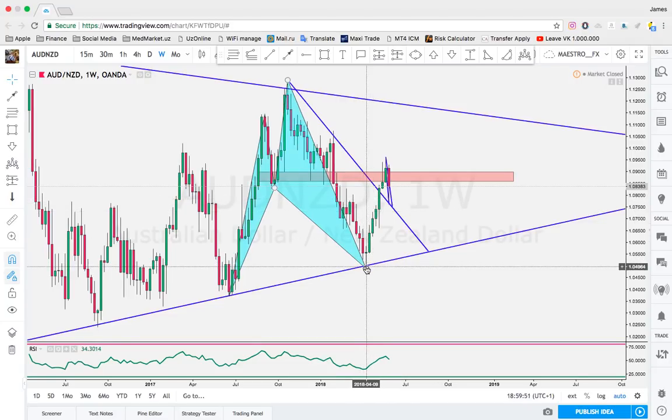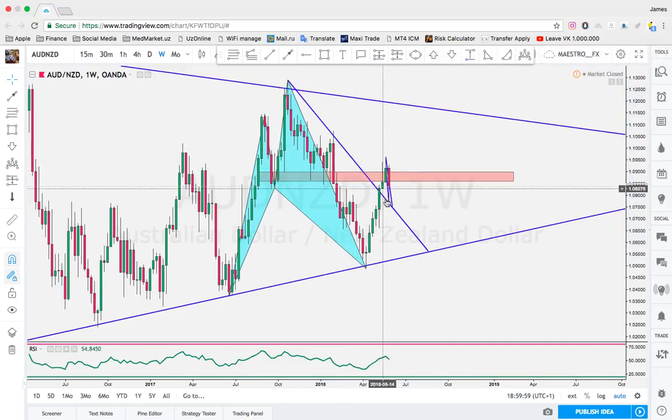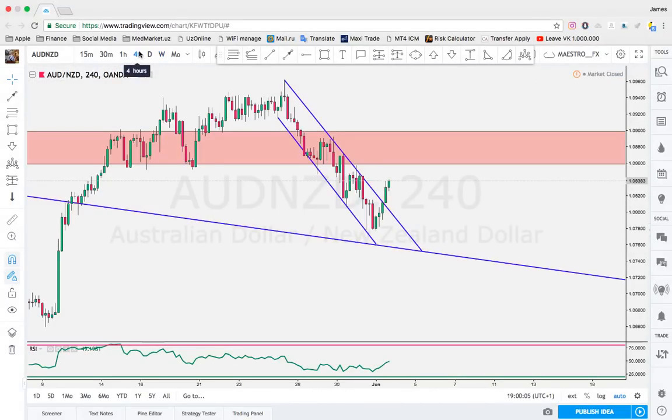After forming the D-leg of the shark pattern, price shot up and already closed and broke above this resistance trend line. And now currently the price is testing the resistance trend line. It's already been tested. And on H4 time frame, we can spot that price already broke and closed below the descending channel's resistance trend line. What I'm waiting for in this trade, I'm waiting for the price to push up to form the clear neckline of head and shoulders pattern.